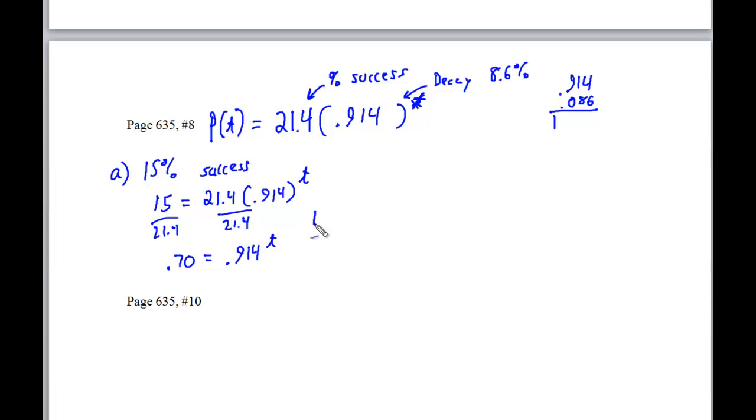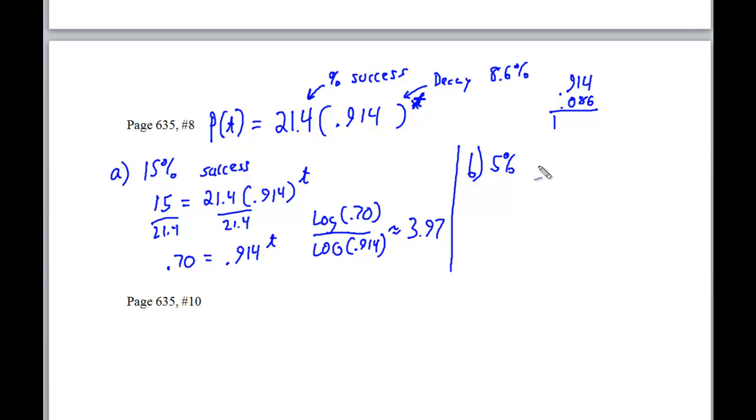Then we use our change of base formula. Our log of 0.70 divided by our log of 0.914. And then we do the division there, and we get an approximation. It's going to take about 4 months. So about 3.97, about 4 months it will take for us to drop from 21.4% all the way down to 15%. Part B of this question asks, when will it drop all the way down to 5% success?